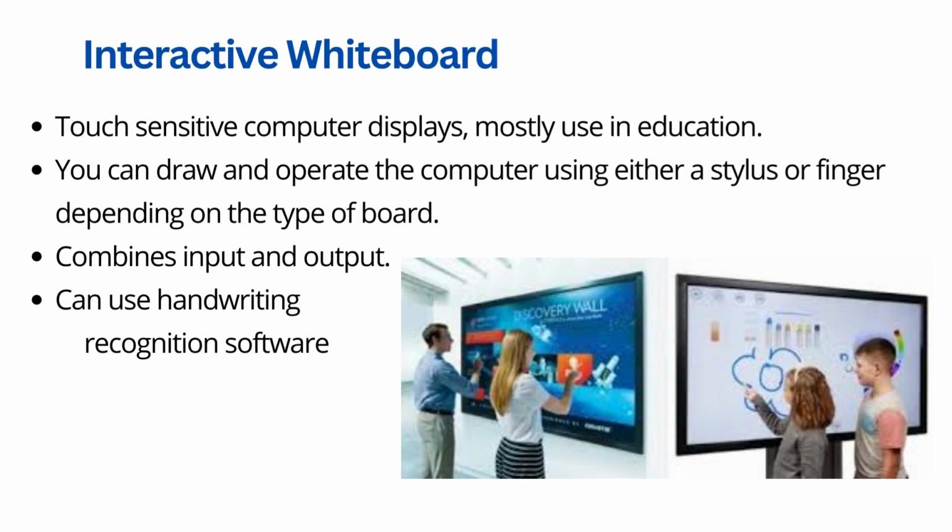Next, we have the output device called interactive whiteboard. An interactive whiteboard, also called IWB or smartboard, is a large interactive display board. These interactive digital boards are widely used in education, and these boards act as an input and also output device, because you can give the input, and also you get the output through the smart board.